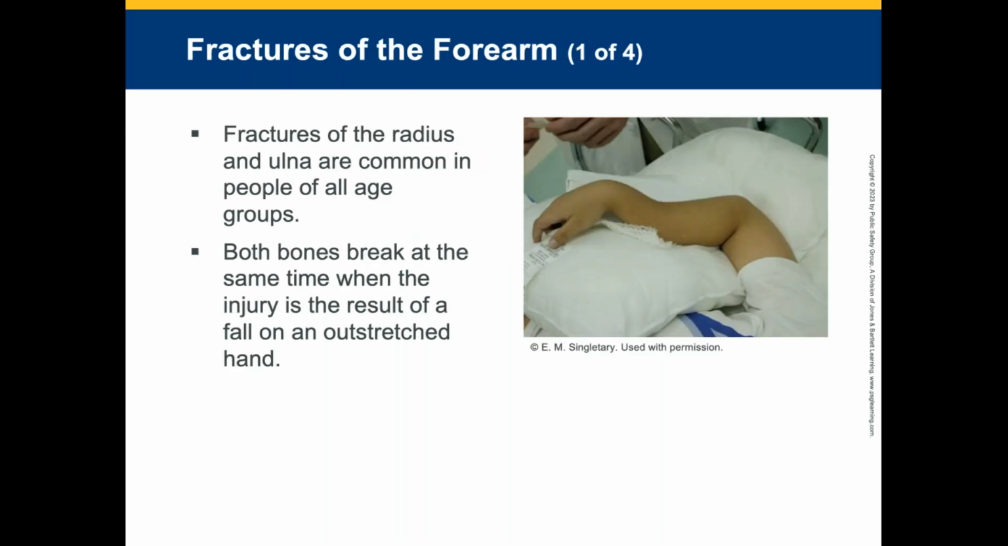Fractures of the forearm. Fractures of the shaft of the radius and ulna are common in people of all age groups, but are seen most often in children and older adults. Both bones break at the same time when the injury is the result of a fall on an outstretched hand. We're going to talk about Colles fractures in a second. You can see the deformity here. There might be a fracture up here, and then I'll see the fracture down here as well.